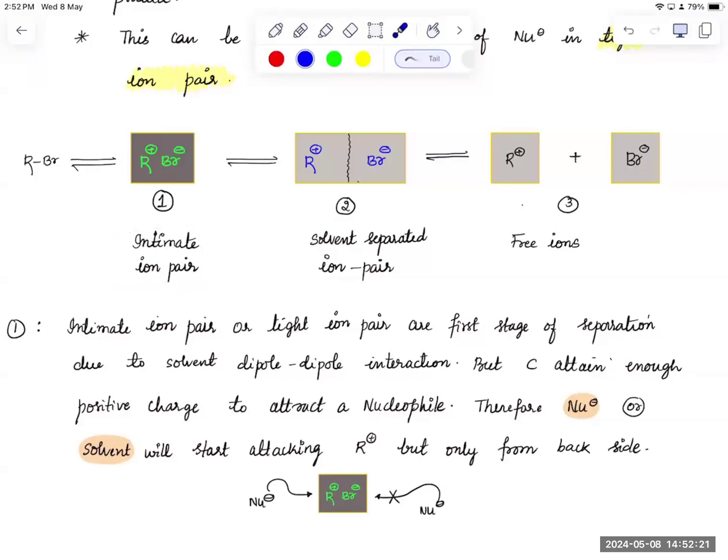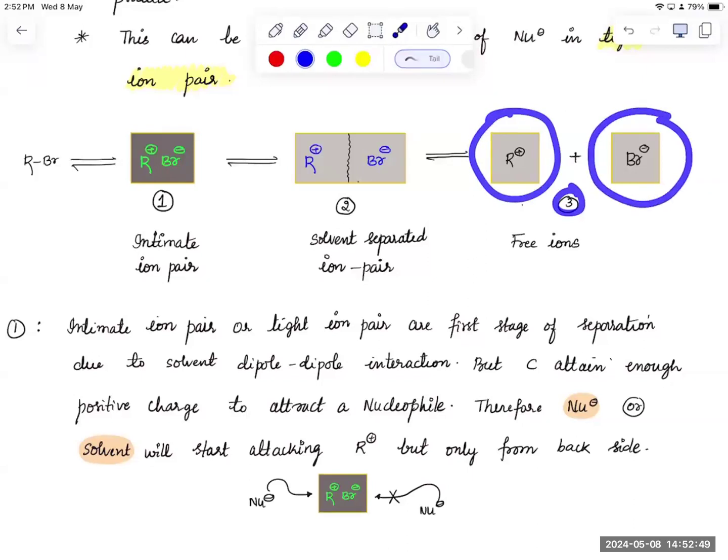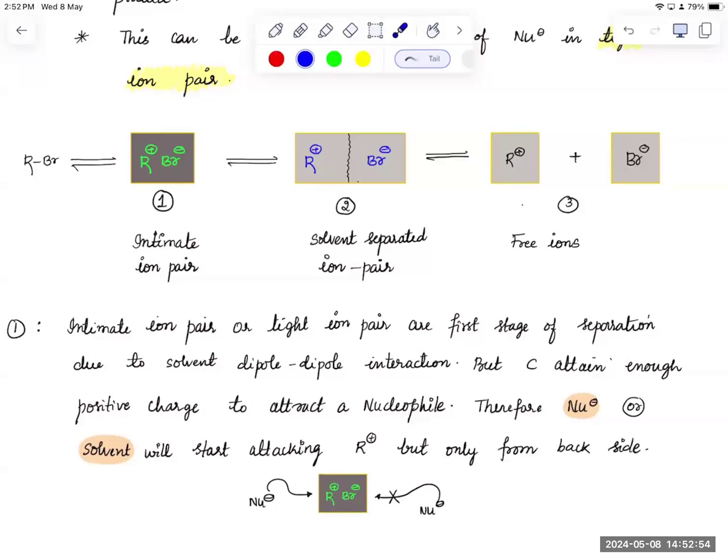Now, in the equilibrium, slowly they'll start departing. So R plus will be separated from Br minus slowly. But the distance between them is not so far that another molecule could come and attack R plus. So this is called a solvent separated ion pair. The third one is completely free ions, which are completely surrounded by solvent. These are the three stages which would happen before it converts into an SN1 type of reaction.